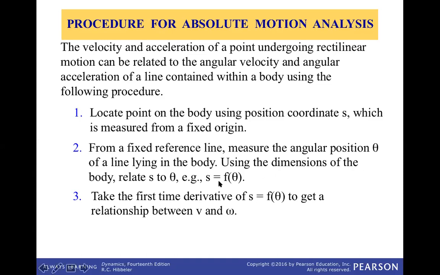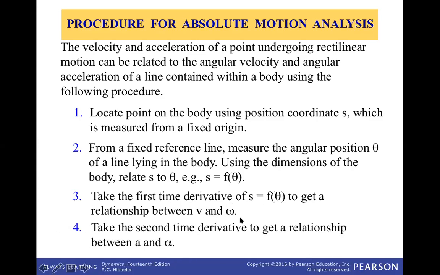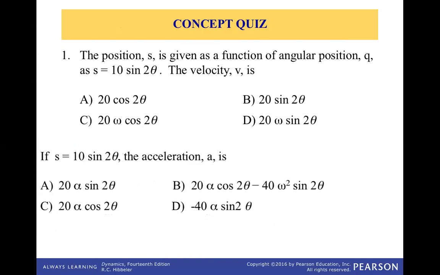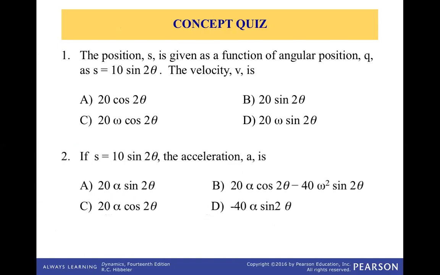So for example, you write s as a function of theta. Then you take the first time derivative to get the relationship between the linear velocity v and the angular velocity omega. Then take the second time derivative, and you'll get the relationship between the linear acceleration a and the angular acceleration alpha, okay? So let's actually do some exercise here.